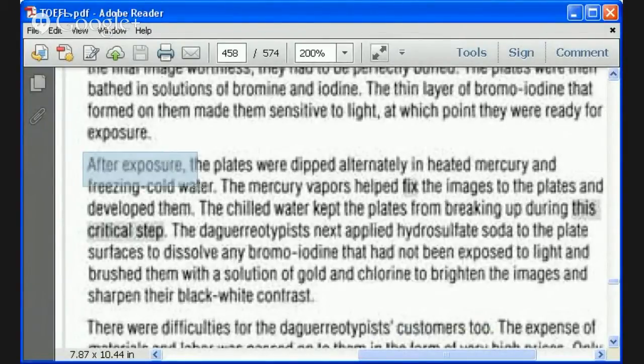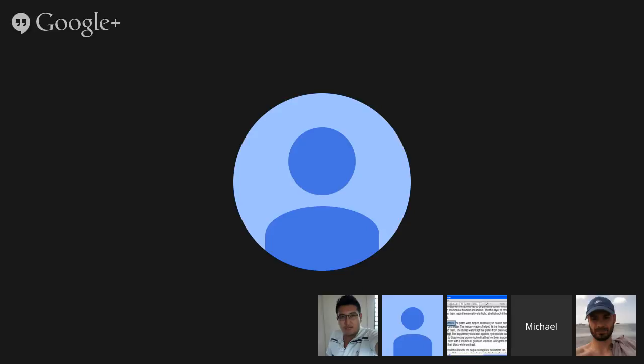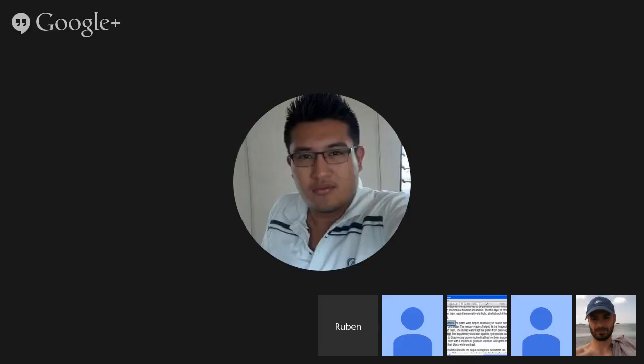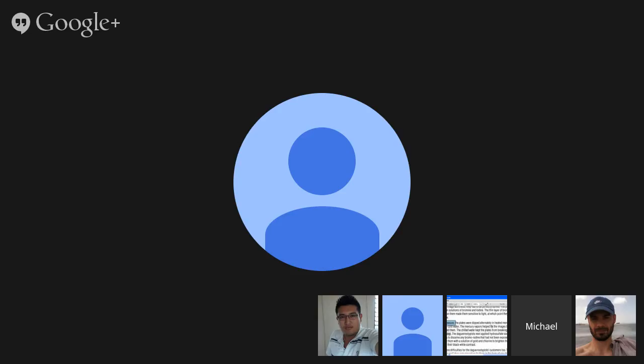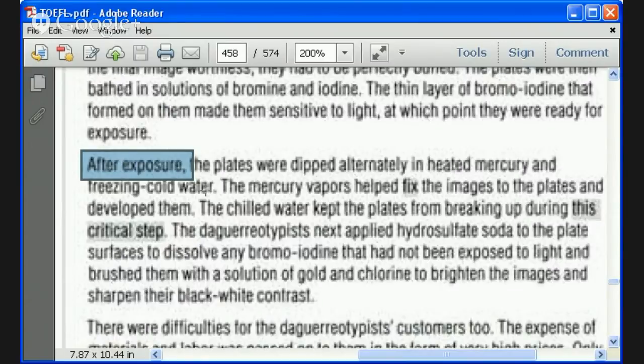Fix the images. Help it fix. So repair. My technique, I'm going to go a little bit further back. Look at a little more material, either further back or maybe possibly even after. Maybe that would give me a clue. The daguerreotypes next applied hydrosulfite soda.